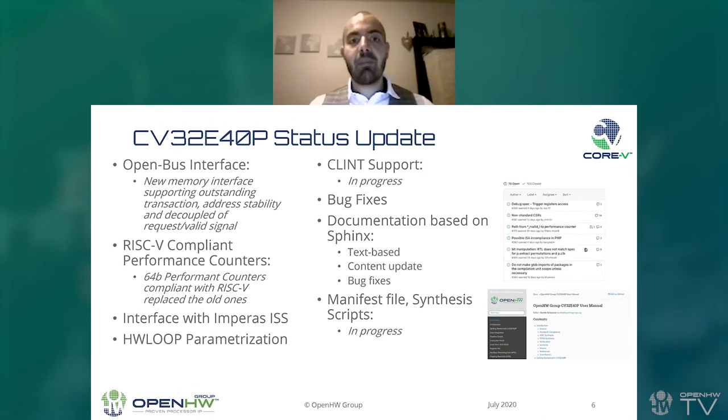We implemented the RISC-V performance counters, compliant with the spec, replacing the old ones. We made updates in the simulation tracer so that we can use the IMPERAS instruction set simulator for doing tandem verification. We made the hardware loop a parameter at the top level of the core so that the user can use or not the hardware loops, saving area but losing performance. Plus, we are actually working on the CLIC support, which is an activity in progress with the Voltas group. We are defining the spec of that, compliant with RISC-V. We've done many bug fixes because there were open issues on GitHub regarding illegal instructions or wrong debug behaviors.